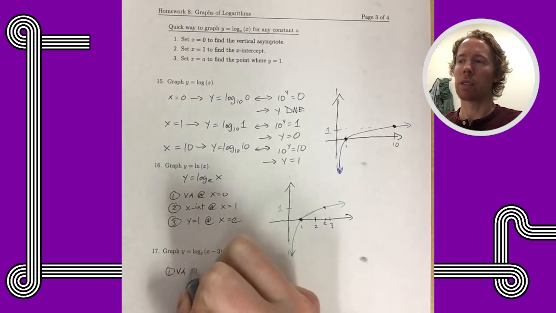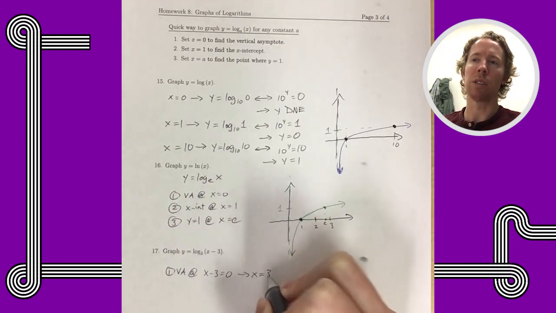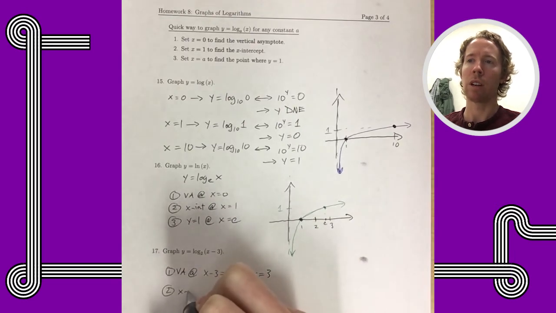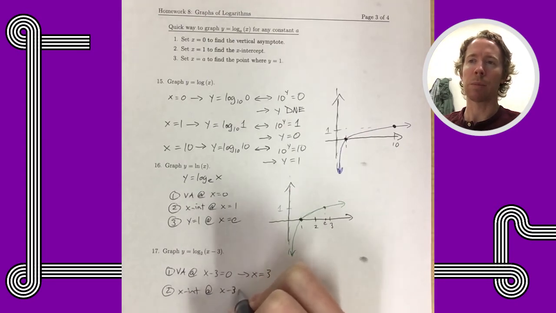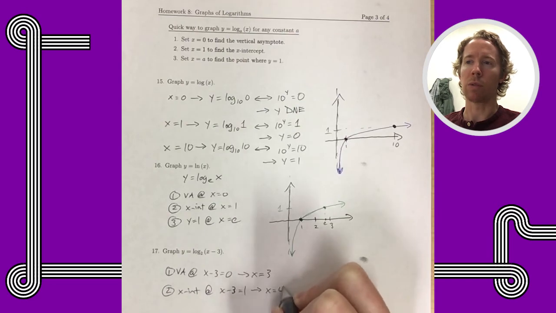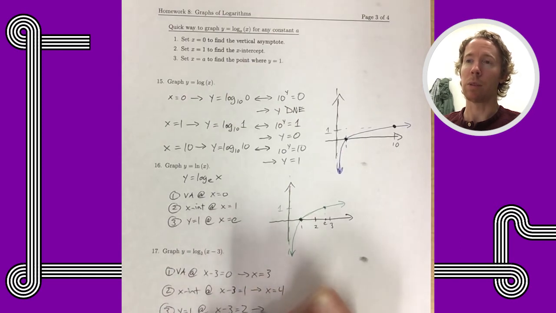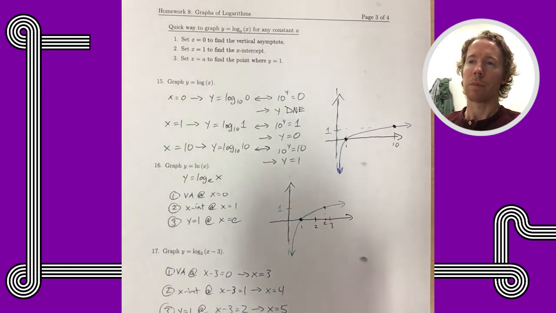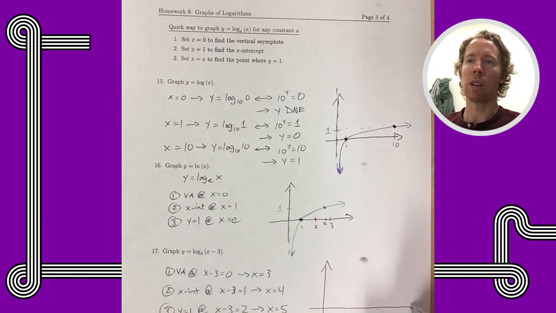And then for log base 2 of x minus 3, when we set the stuff in parentheses equal to 0 to find the vertical asymptote, we get x equals 3. When we set it equal to 1 to figure out where the x-intercept is, we get x equals 4. And when we set it equal to the base, which is 2, to find out where y equals 1, we get x equals 5. So vertical asymptote at x equals 3, x-intercept at x equals 4, y equals 1 at x equals 5.